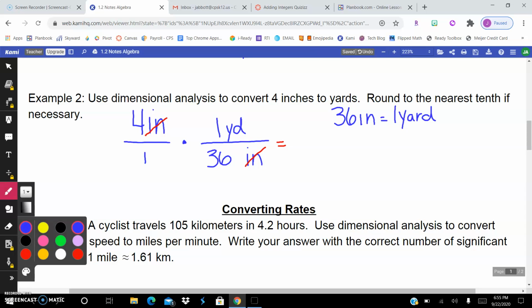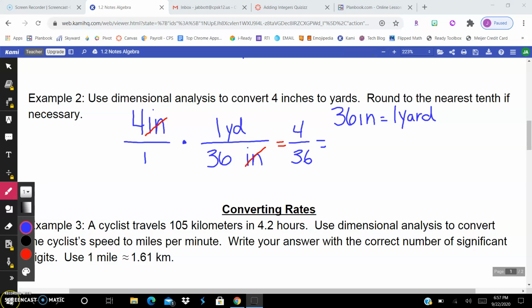So we are going to multiply across the top. 4 times 1 is 4, and 1 times 36 is 36. And then we are going to divide 4 divided by 36. And I get an answer of 0.1 repeating. And this question said round to the nearest tenth if necessary. So this would be about 0.1 yards.